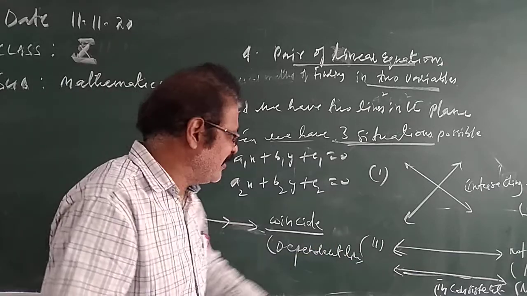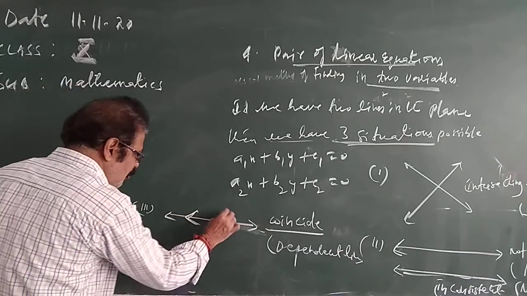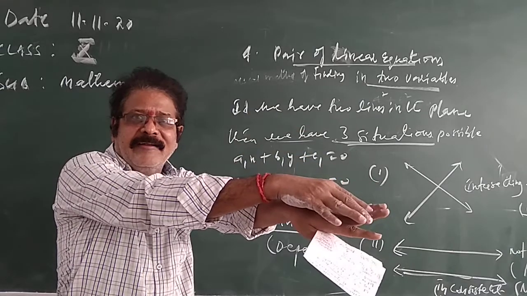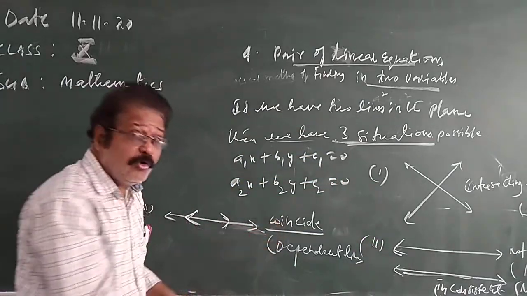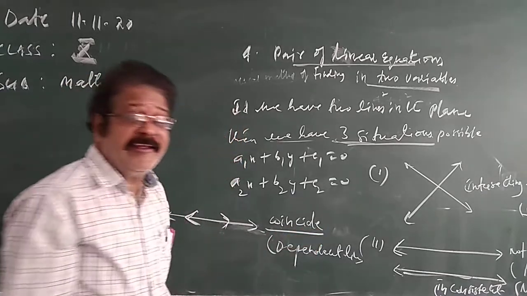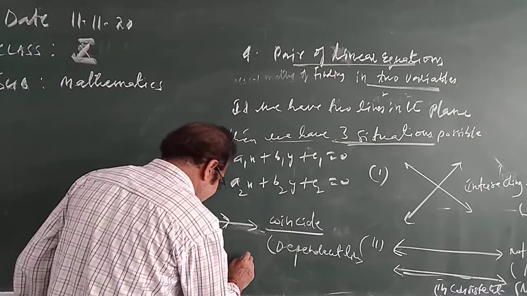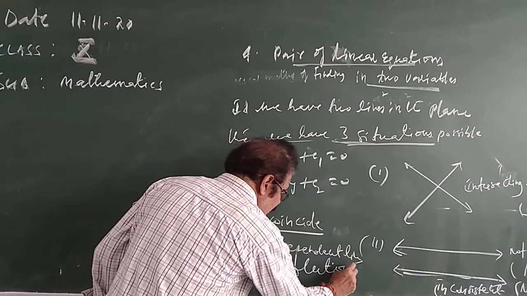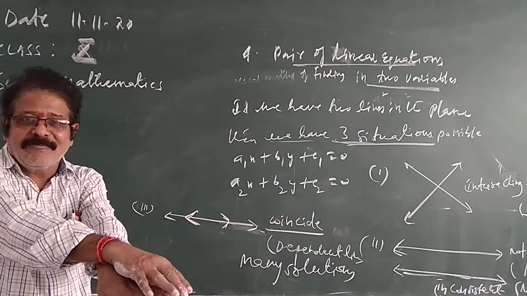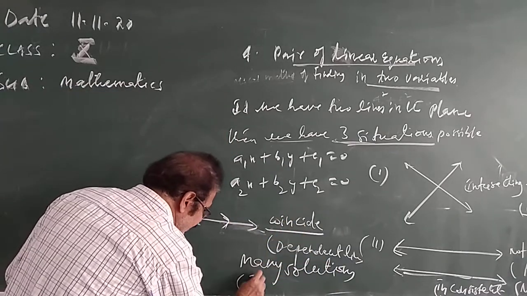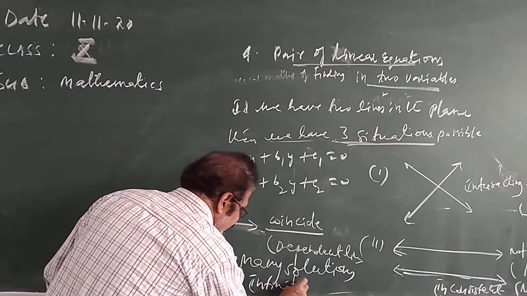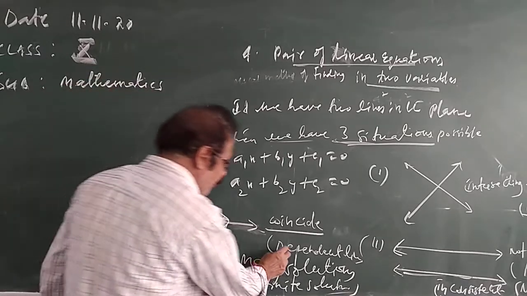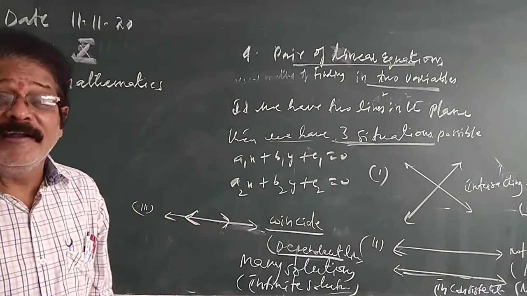No solution means inconsistent. Next, when one line lies over the other line, we call them coinciding lines. Coincide means many solutions. When they coincide, one over the other, we have many solutions. Many means infinite. Infinite solutions. When they have infinite solutions, we also call them dependent lines.